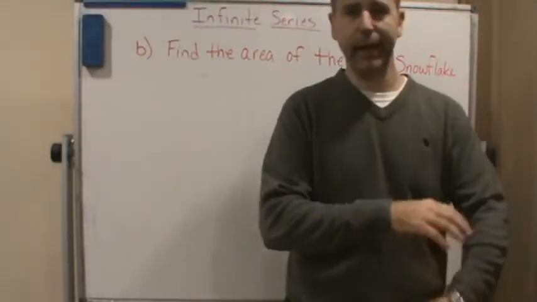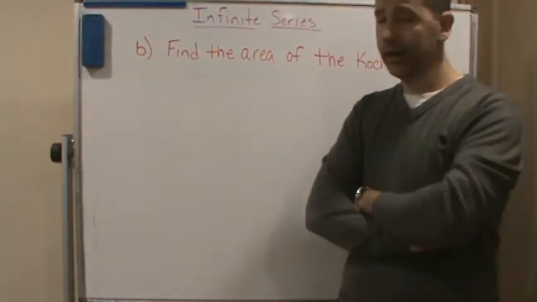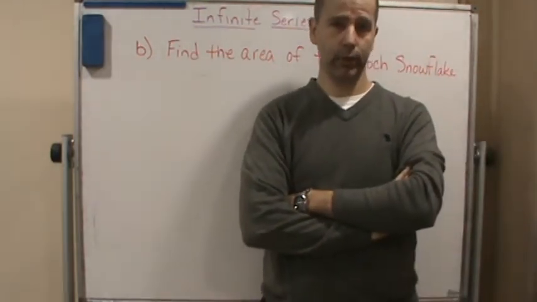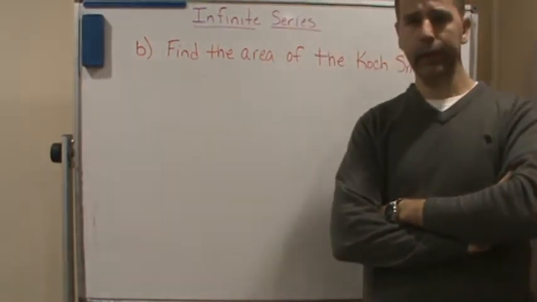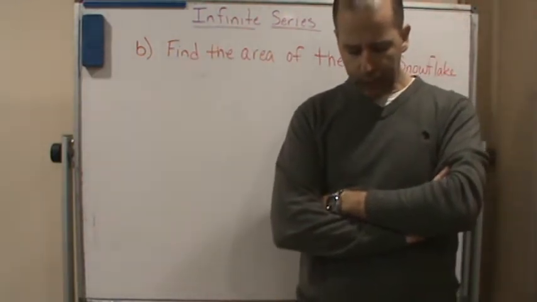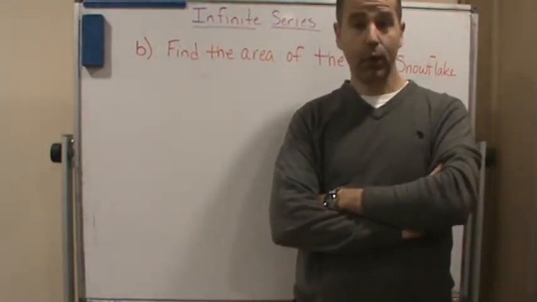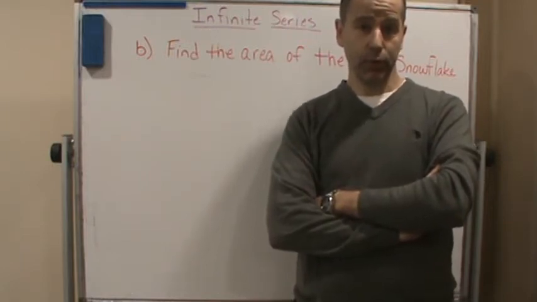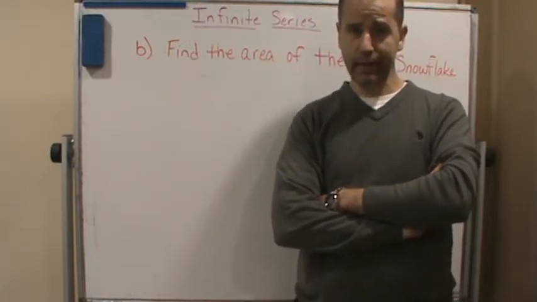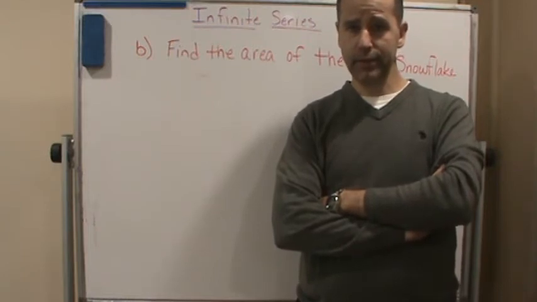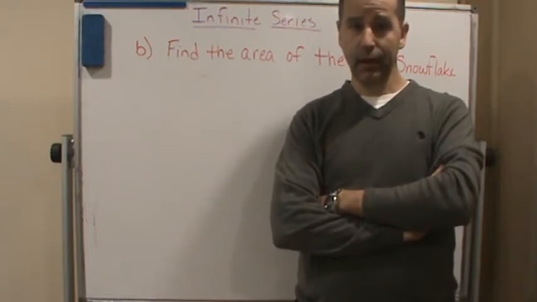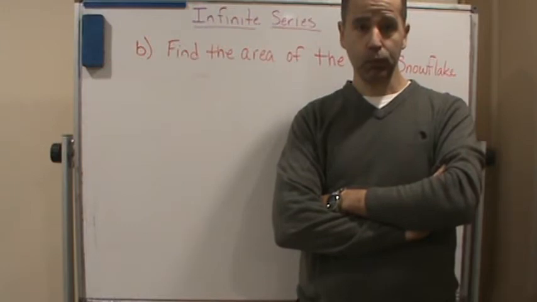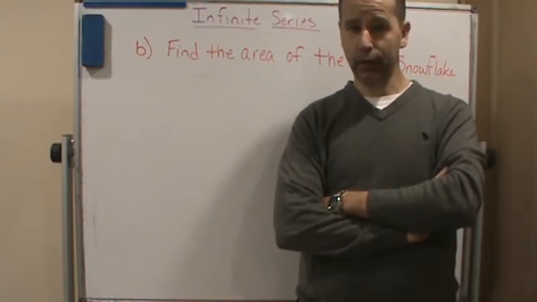Okay, so welcome back. Now, in the last video, we talked about finding the perimeter of the Koch Snowflake. It might have been a surprise that the perimeter was going to infinity. But that's the thing about some of these infinite series that we come up with. It's not always easy to tell where they might be heading, whether they converge or diverge.